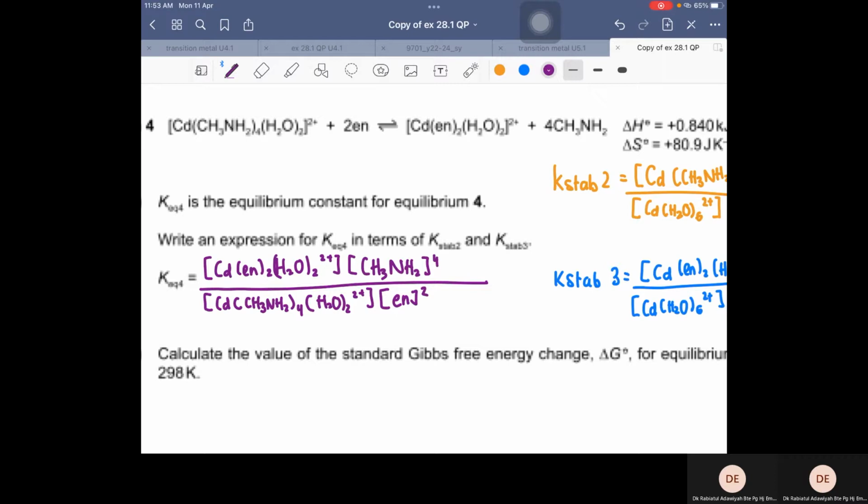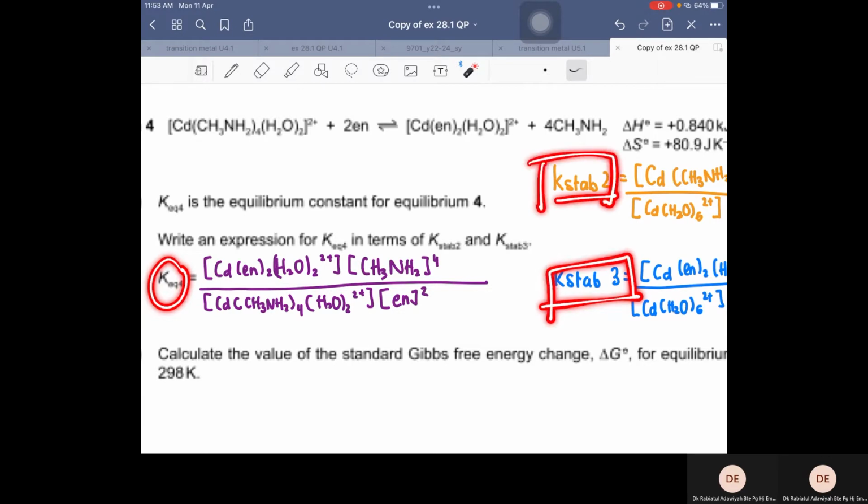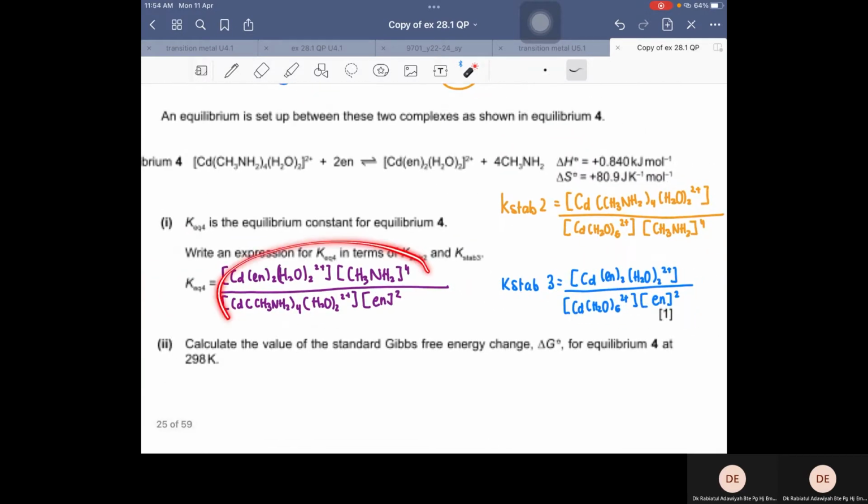Okay, we go back to the question. It says that they want us to write down the KEQ4 in terms of K step 2 and K step 3. Okay? So you have to find the relationship between this and this. So I don't know if anyone is able to spot it straight away. Can anyone spot it?